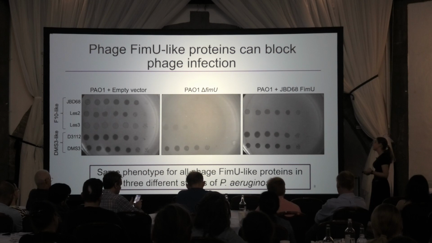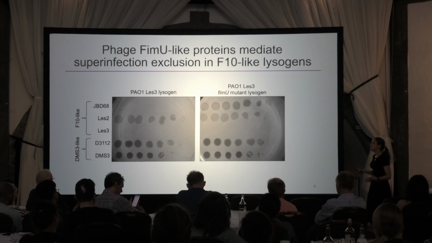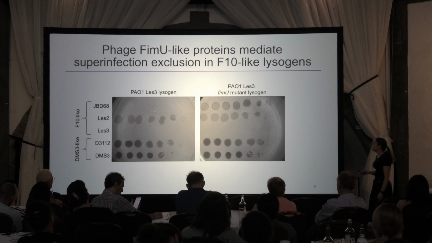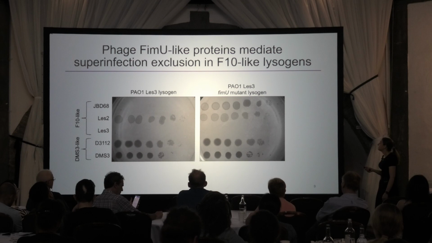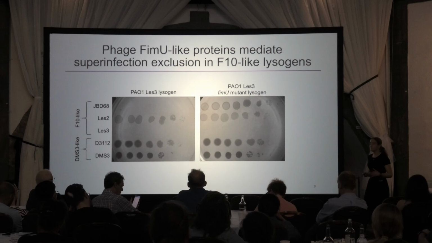I'm not going to spend too much time on this, but just really briefly, we see the same phenotype in the native F10 lysogens. Here I'm just showing you LES3 as an example. Again, you see that JBD68 and LES3 are blocked, whereas LES2 and the DMS3-like phages are not. And we've shown that this blocking is mediated by phage FIMU because when we knock it out, JBD68 is now able to infect. So next we wanted to see if these phage FIMU-like proteins were disrupting type 4 pilus activity.